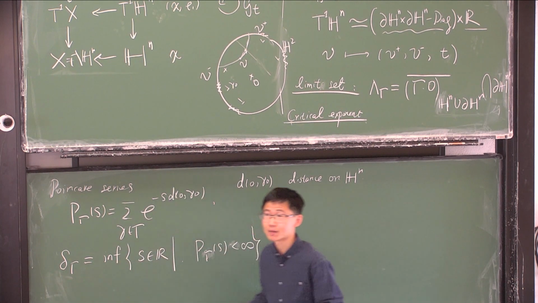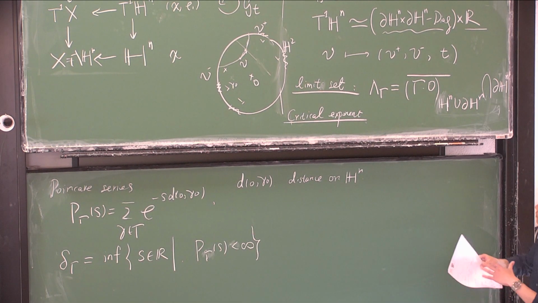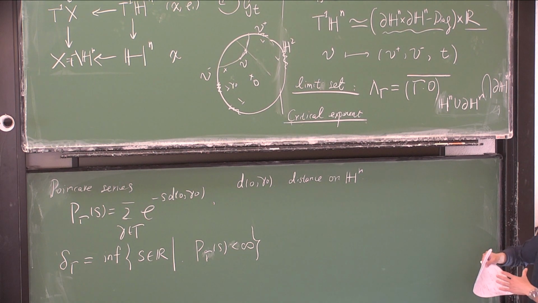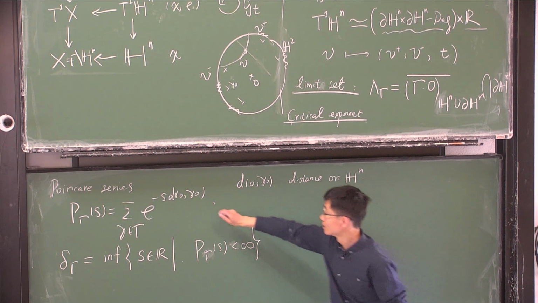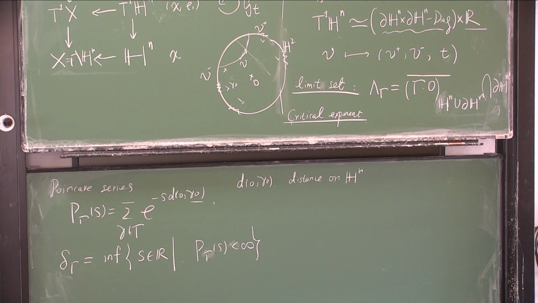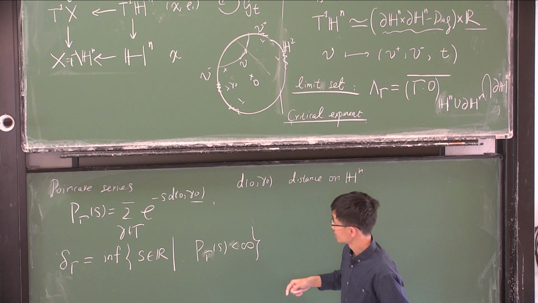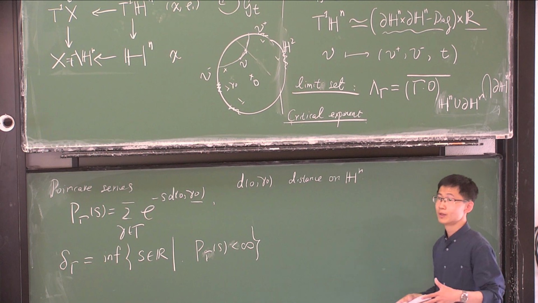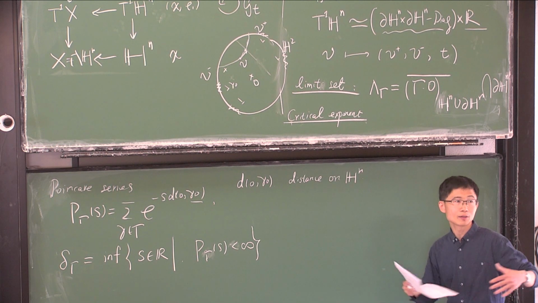Roughly speaking, delta gamma tells you the exponential growth rate of the lattice points gamma. I call these gamma lattice points. It is the exponential growth rate of the lattice points inside the large ball of radius T. So it's really a numerical invariant that tells you how large the group is.